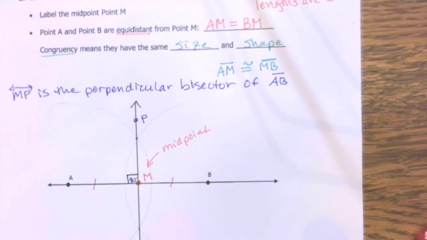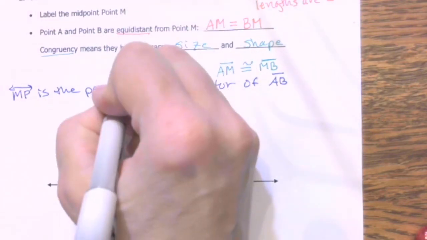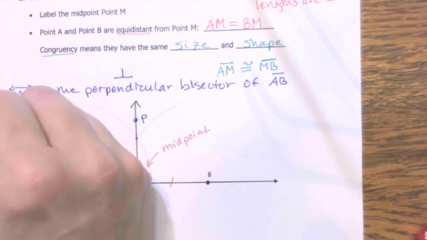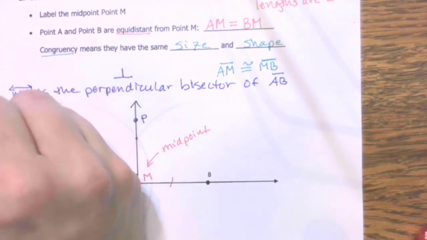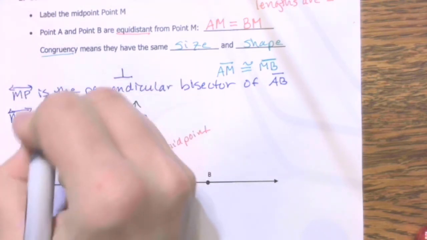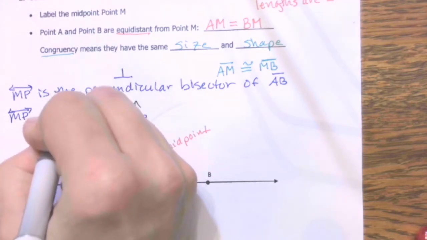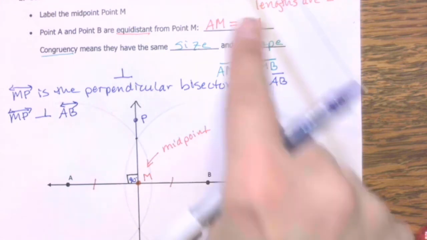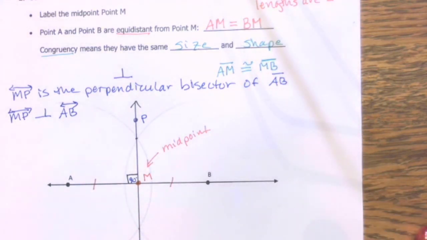You can't say line AB because lines go on forever. The symbol for perpendicular is an upside down capital T. So we could write MP, which is a line, perpendicular to AB. We know that the lengths are equal, so AM equals BM.